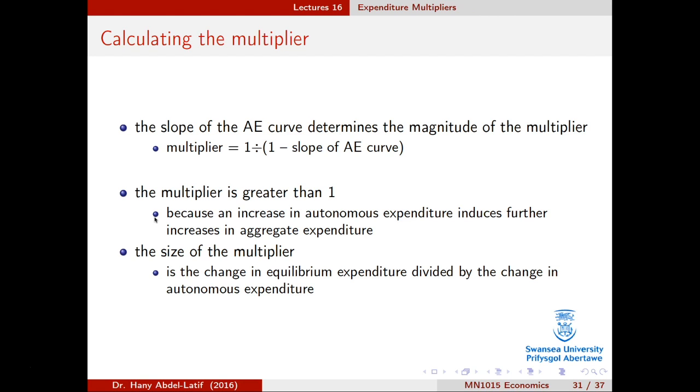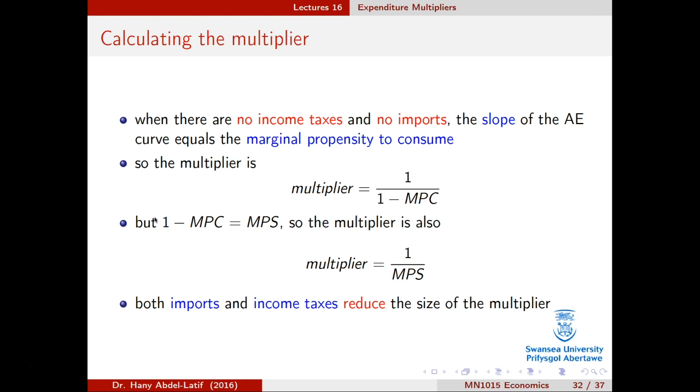Okay, so it's very important now to know also, if we have no income tax and no imports, the slope of the aggregate expenditure becomes the marginal propensity to consume. So it becomes the slope of the consumption function. It's the marginal propensity to consume. So that's why it was easy in my example to calculate it, because I assumed there is no income tax and no imports.